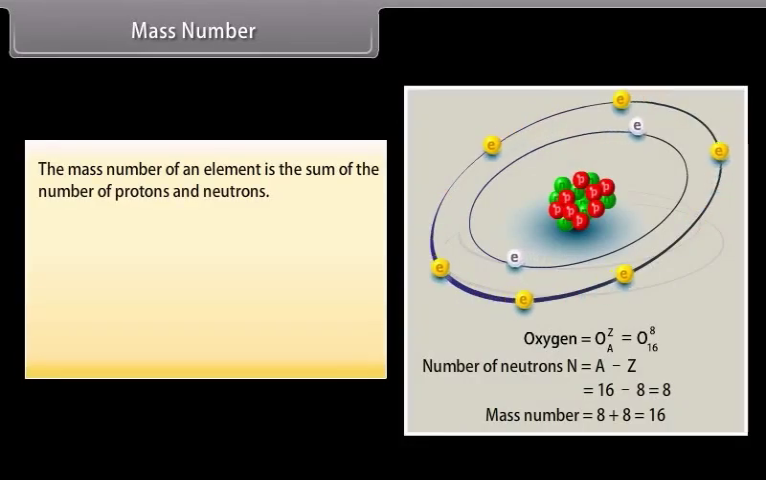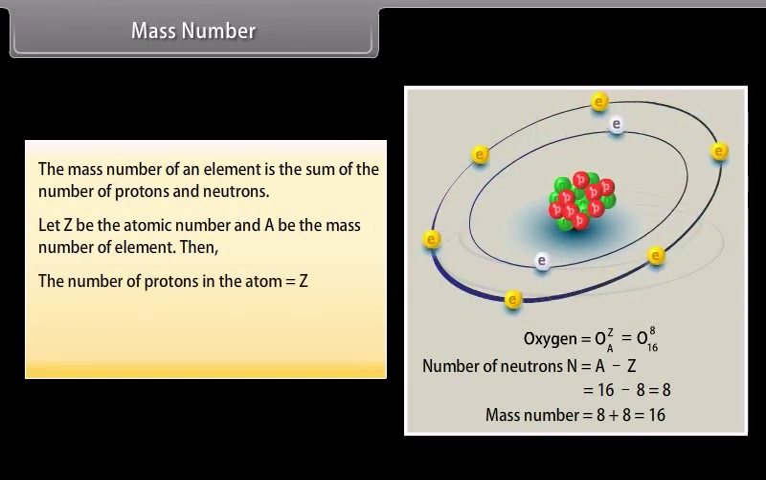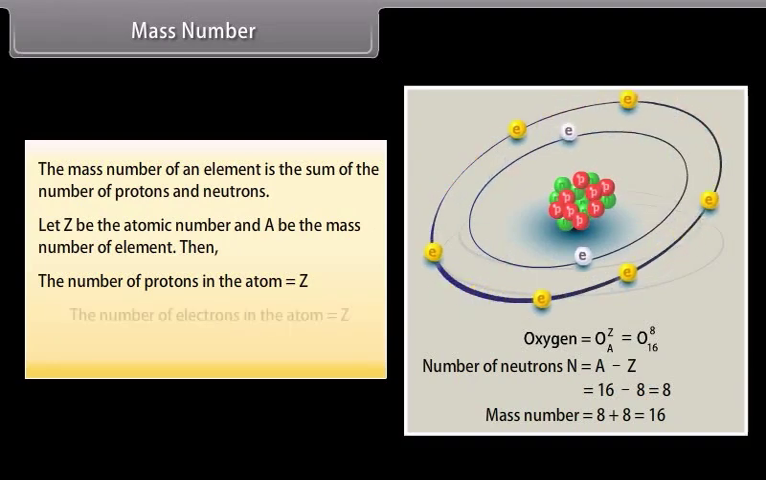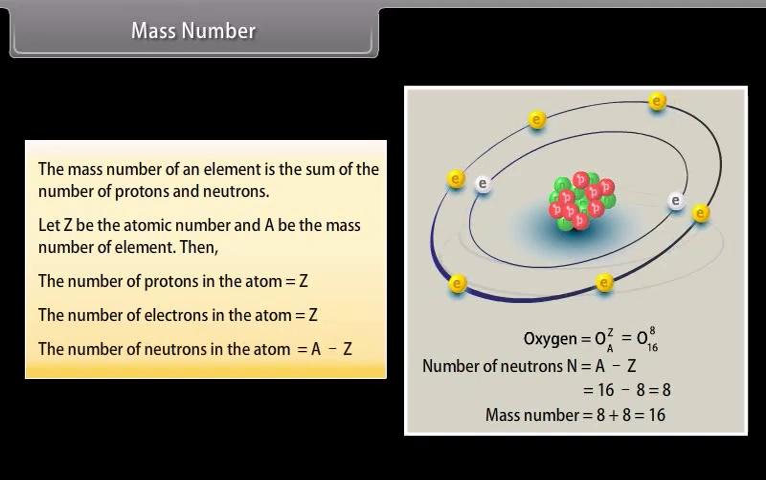Mass number. The mass number of an element is the sum of the number of protons and neutrons. Let Z be the atomic number and A be the mass number of the element. Then the number of protons in the atom is equal to Z. The number of electrons in the atom is equal to Z. The number of neutrons in the atom is equal to A minus Z.